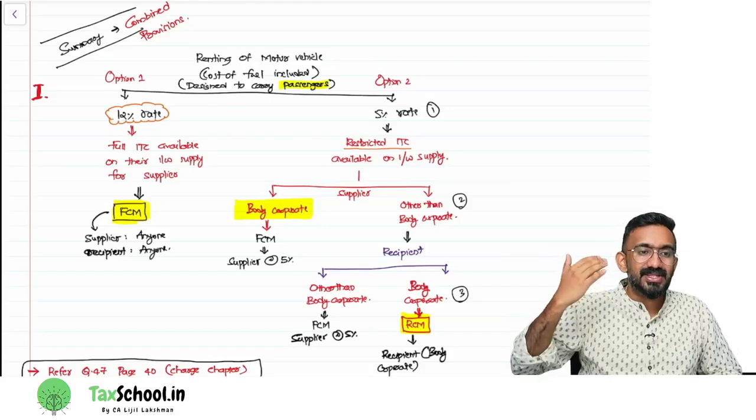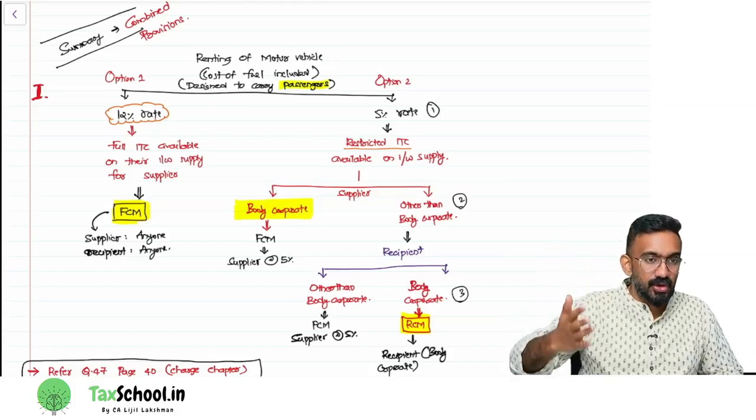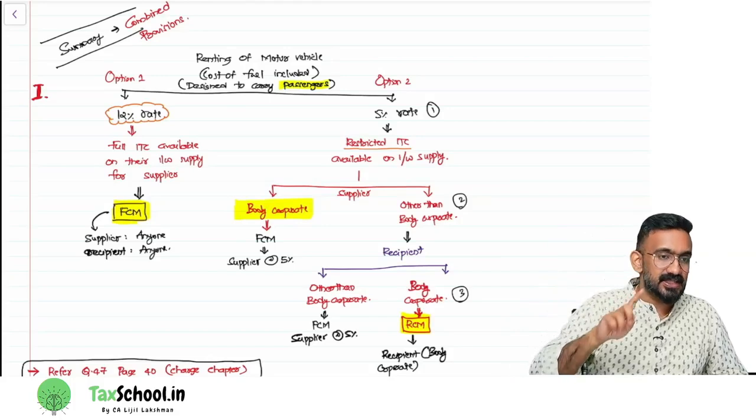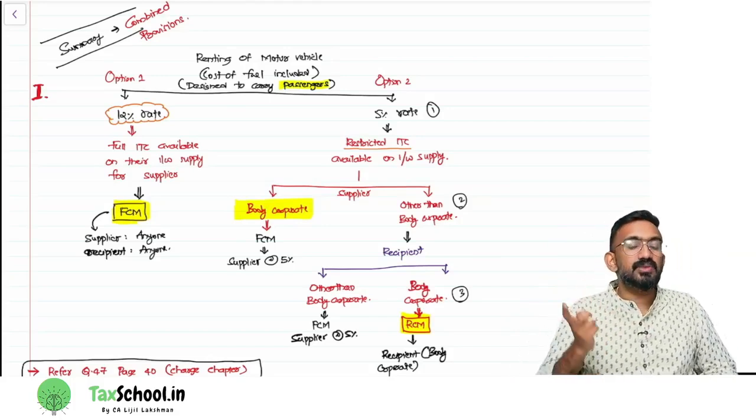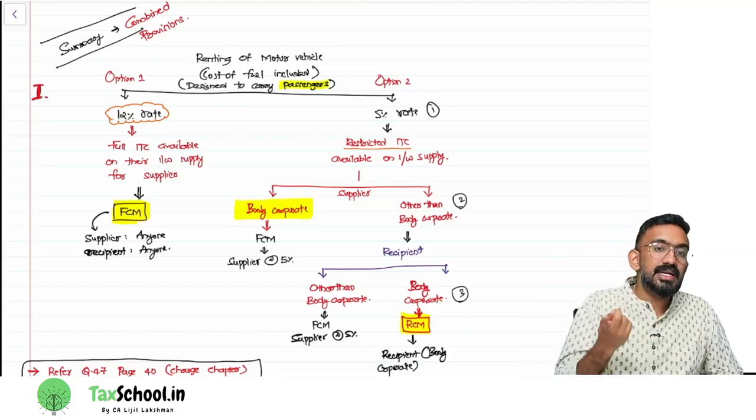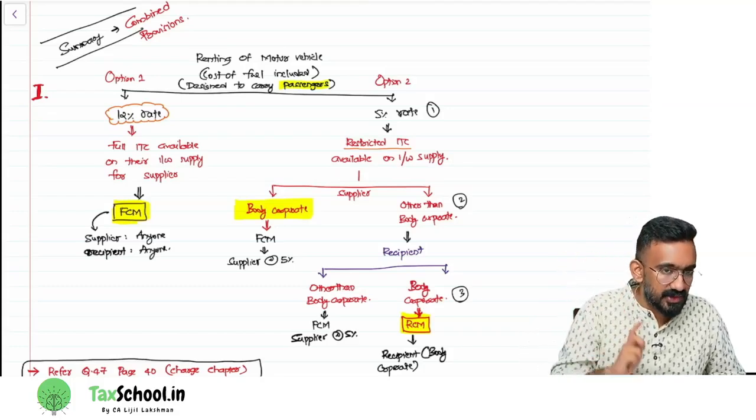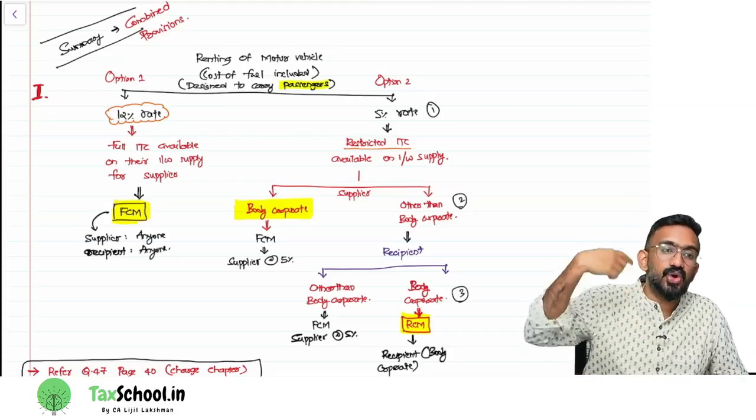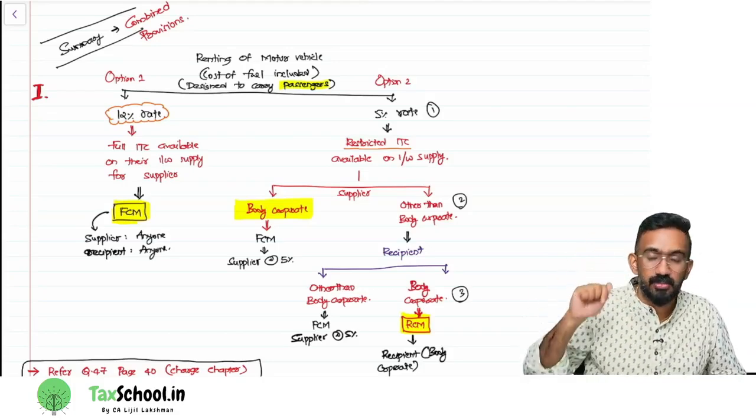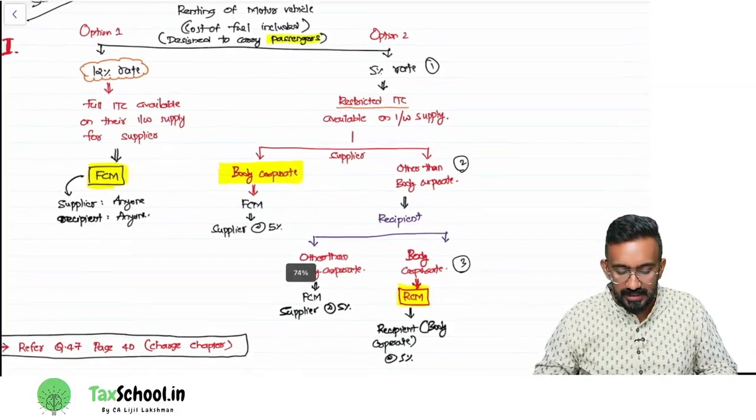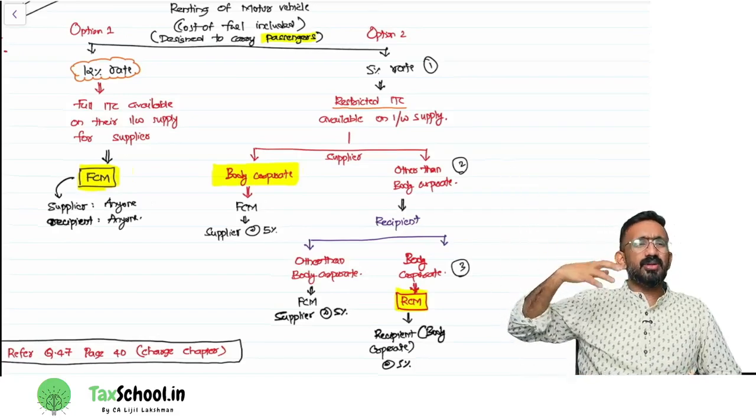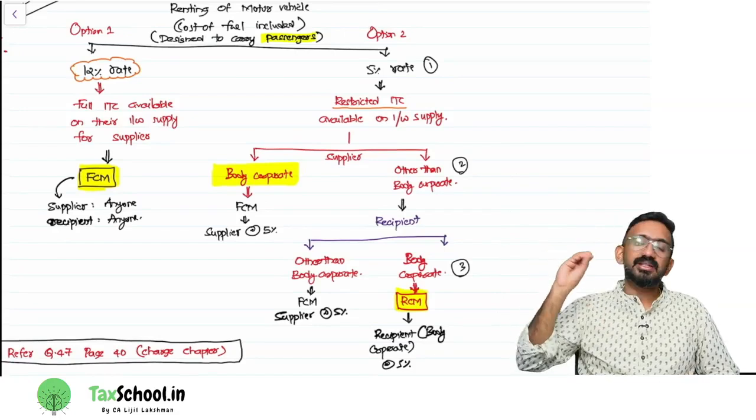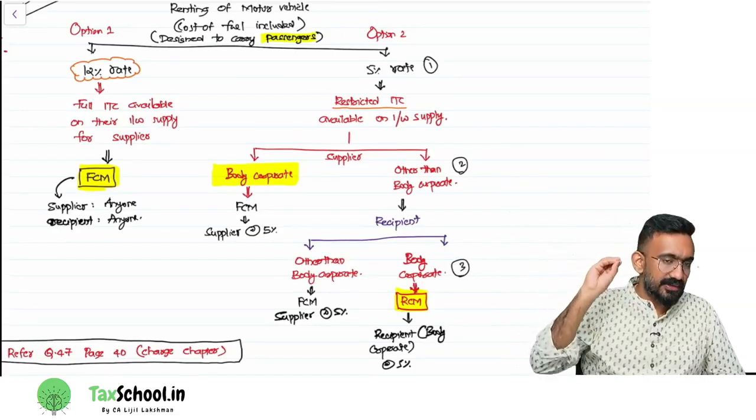Unlike 5% being under RCM always, it is like GTA cases wherein they said 5% can be under RCM or FCM. 5% will be under RCM only if the following conditions are satisfied. What are the conditions? Supplier should not be a body corporate, recipient should be a body corporate. So you can look at the chart and then understand here. Option number 2 is the 5% rate. What is the problem with the 5% rate? There is a restricted ITC that you have on your inward supply.